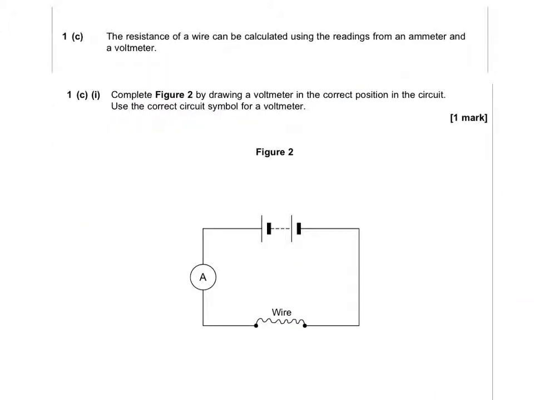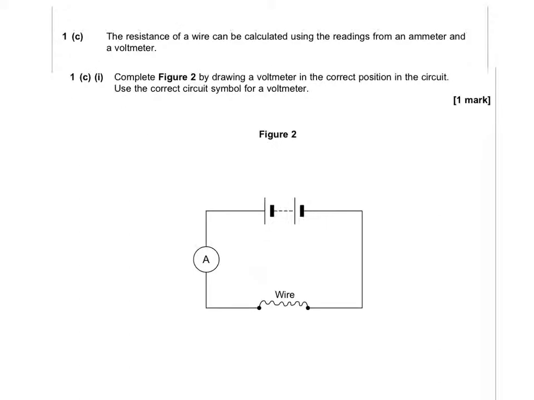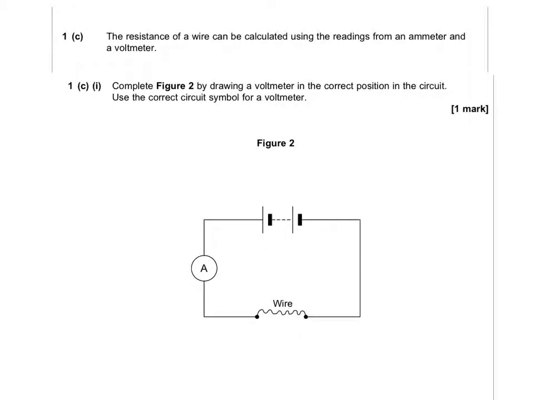So in part C, it says the resistance of a wire can be calculated using the readings of an ammeter and a voltmeter. It says complete figure 2 by drawing a voltmeter in the correct position in the circuit. Use the correct circuit symbol for a voltmeter. Okay, so this is just one mark. What we're looking at is we want to work out the resistance of the wire. So the voltmeter needs to be across the wire.